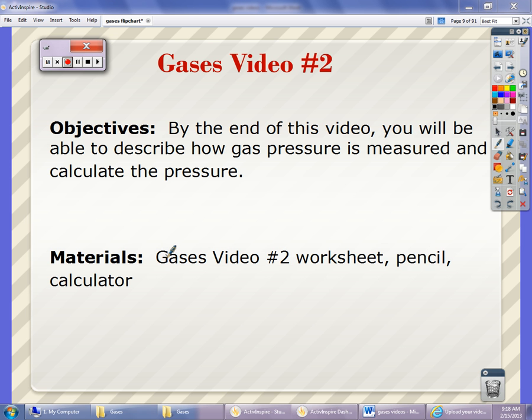This is gases video number 2. By the end of this video, you'll be able to describe how gas pressure is measured and calculate the pressure of that gas. To do this, you're going to need your video number 2 worksheet and a pencil, because it is always due the next day you have class, and a calculator could be helpful.